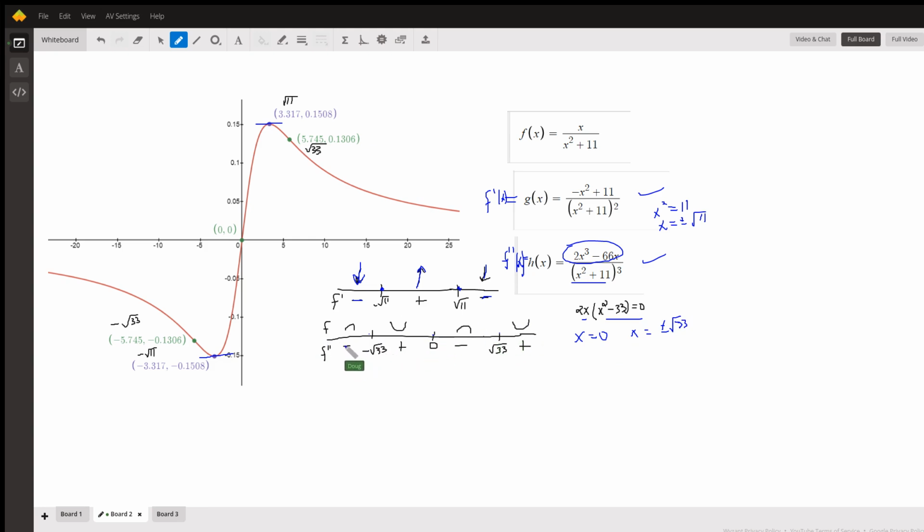So for example, if you pick a number like negative 10 again, to the left of negative square root of 33, if you picture putting negative 10 into the second derivative, you will get a negative number, which tells us concave downward. Okay, I think negative equals a frown. And likewise, we get these other intervals. The fact that the concavity changes tells us that these are the x-coordinates of the points of inflection.